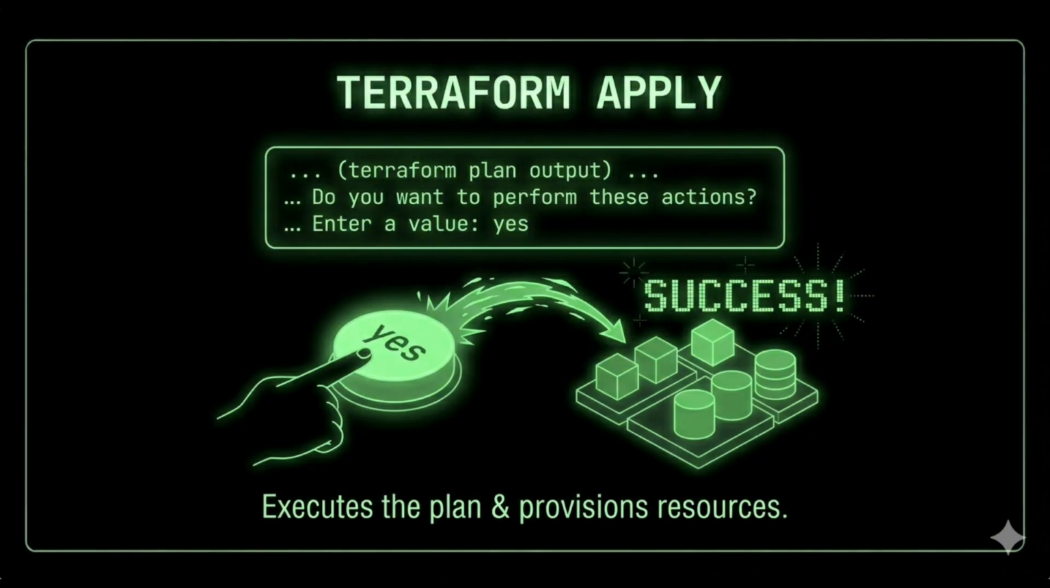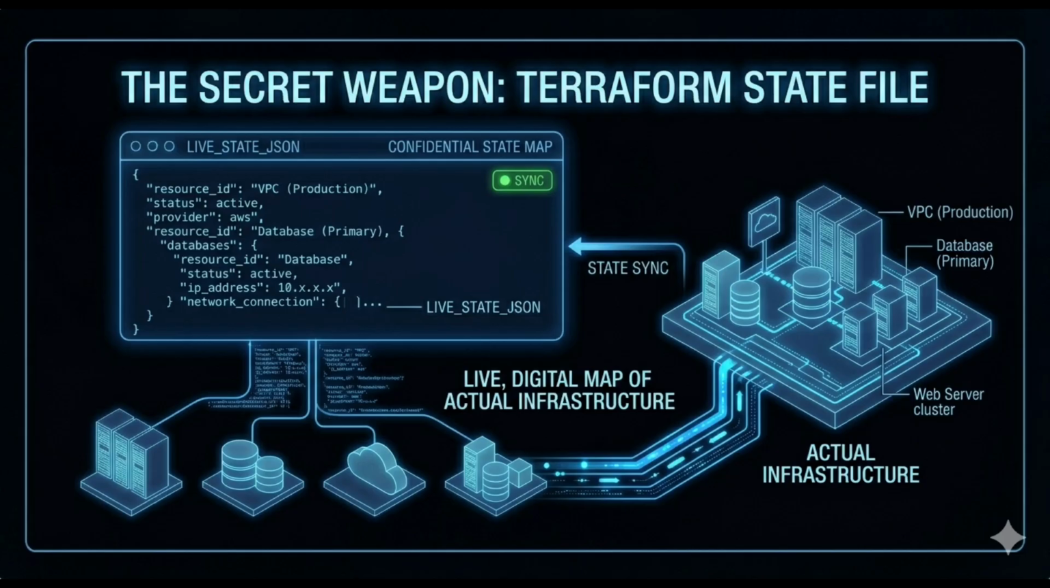But the coolest part, how does it remember what it built? It uses a secret weapon called a state file. This is a live digital map of your actual infrastructure. If a human manually goes into the AWS console and accidentally changes a setting, Terraform checks the map, spots the error, and automatically overrides it to fix it back to perfection. It is the ultimate insurance policy for your cloud.